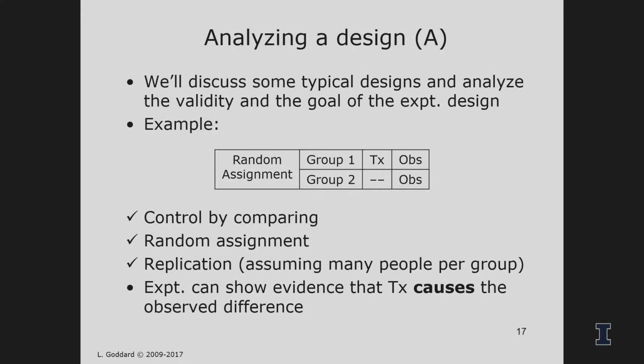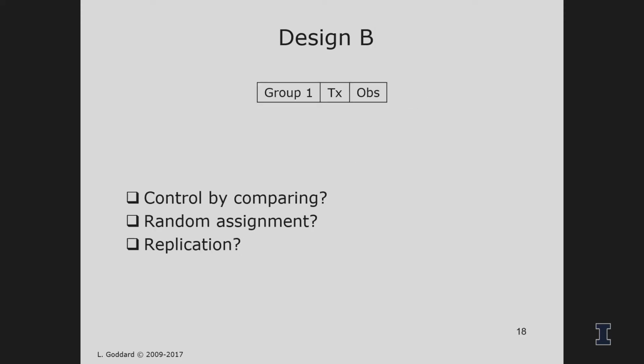So this experimental design is good because we have control by comparison. We're going to compare these 2 results. We have random assignment of people to different groups, and we have replication because there are many people in each group. So this is a good experimental design. The question is, well, what does it tell us if we observe a difference? Well, if we observe a difference, then this experiment can show evidence that the treatment causes the difference. We can never show proof. So this is a very important point. You never get proof in an experiment. It's one of those things like people say, I've proved that. You never get proof. You only have overwhelming or super convincing evidence that one thing causes another. Okay, so this is a good experimental design.